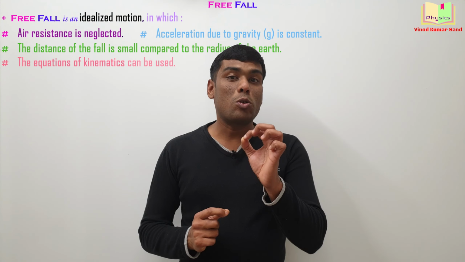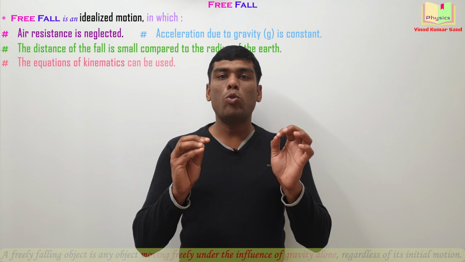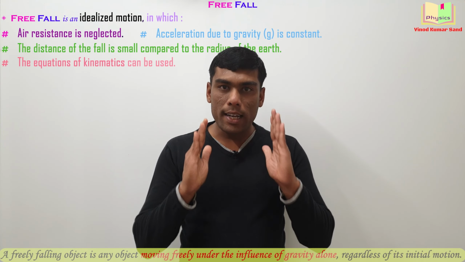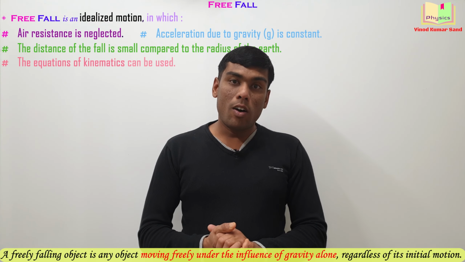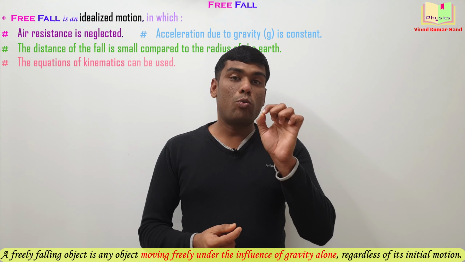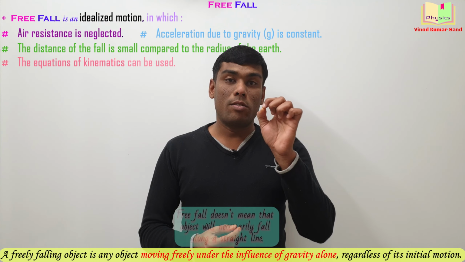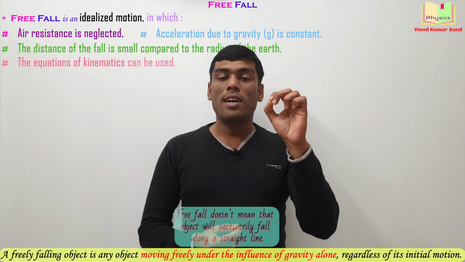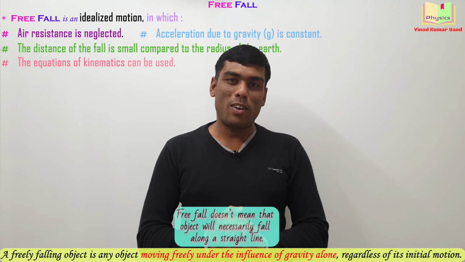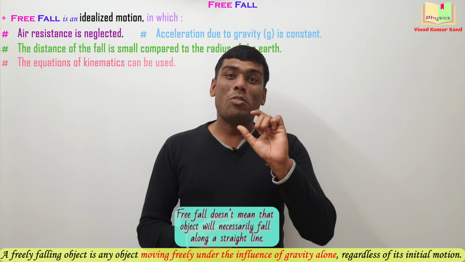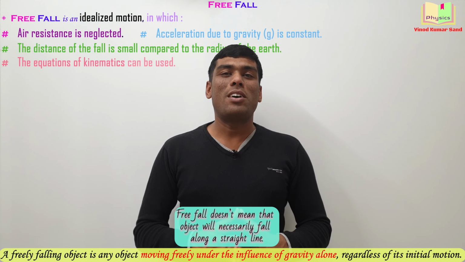Okay. If someone asks you, what do you mean by a freely falling object? Then your answer should be: any object moving under the influence of gravity only is known as a freely falling object. Do not go with the literal term fall. A few people have a misconception that fall means the ball will always be falling only, then you will call it free fall. No, physics has a broader sense of free fall.